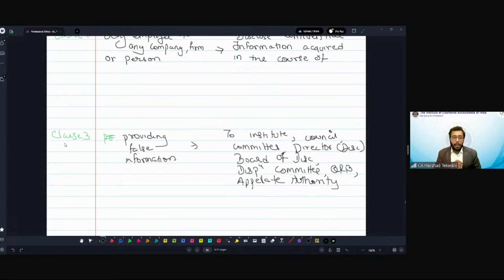In that case, you will be held guilty of professional misconduct for providing false information, knowing them to be false. Knowingly, if you provide any false information to any of the departments of the institute, whether it's committee, council, board of discipline, director discipline, disciplinary committee, QRB, or appellate authority, you will be held guilty of professional misconduct. Clear? Any doubt? Straightforward, nothing complex in this.